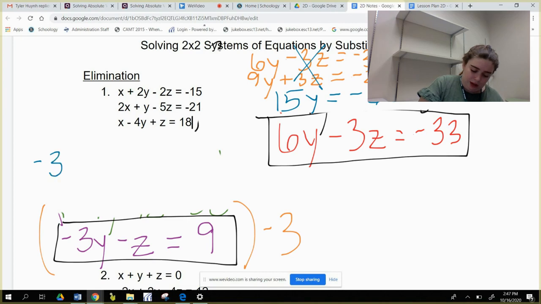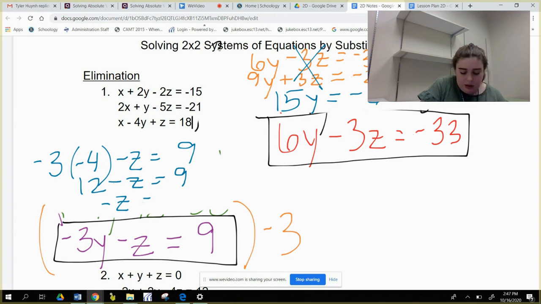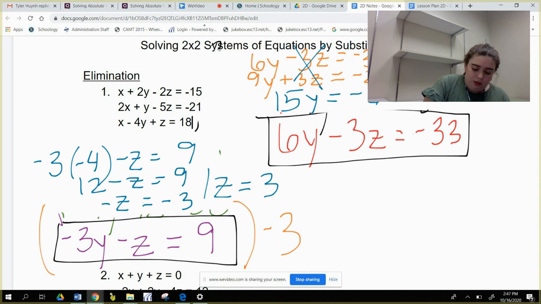So we have -3 times -4 for y minus z equals 9. Okay, -3 times -4 is going to give us positive 12. All right, so 12 minus z equals 9. And then we're going to move that 12 to the other side by subtraction. So subtract 12 from both sides. That gets us -z equals -3. All right. Now to get rid of that negative on the z, we just divide both sides by -1. So our answer is z equals +3.